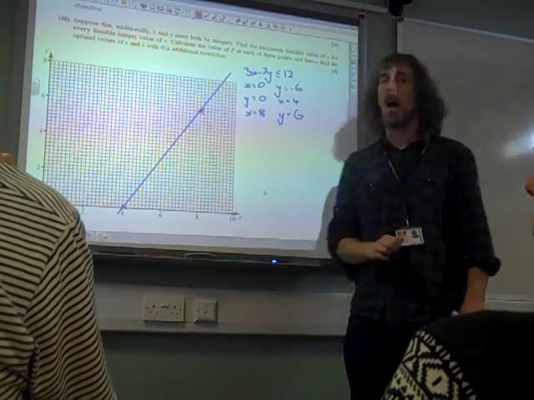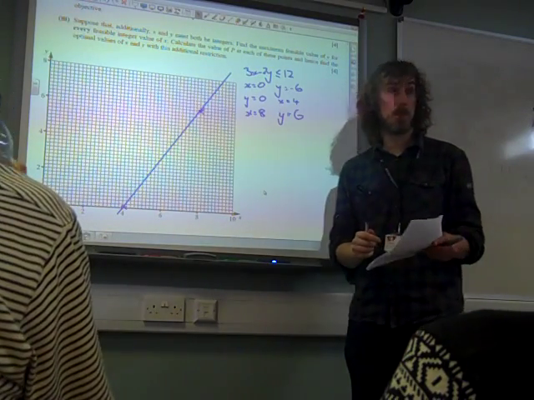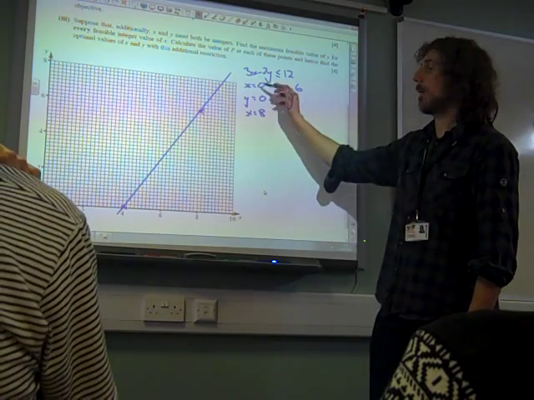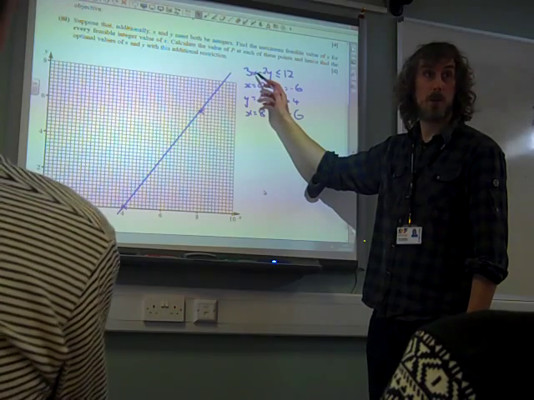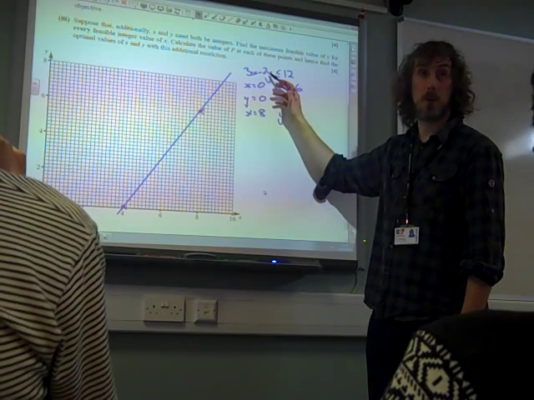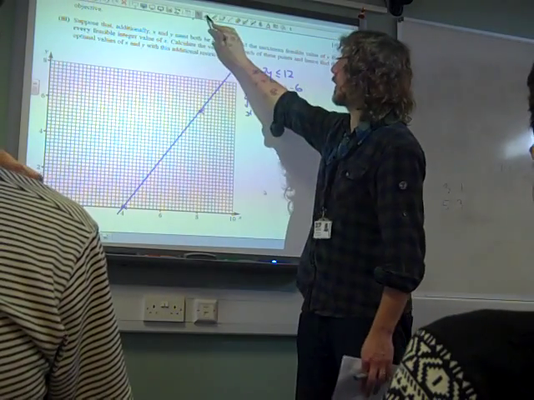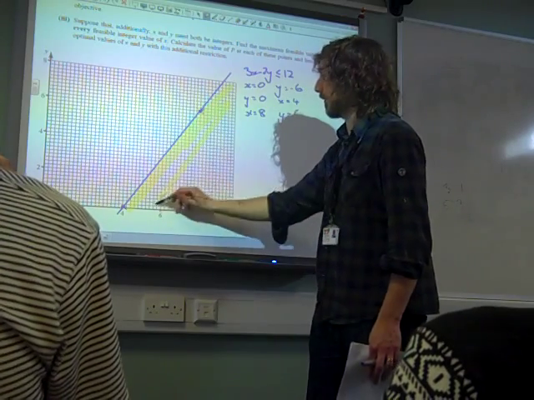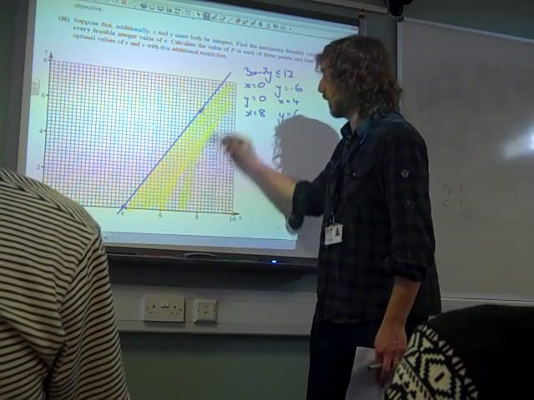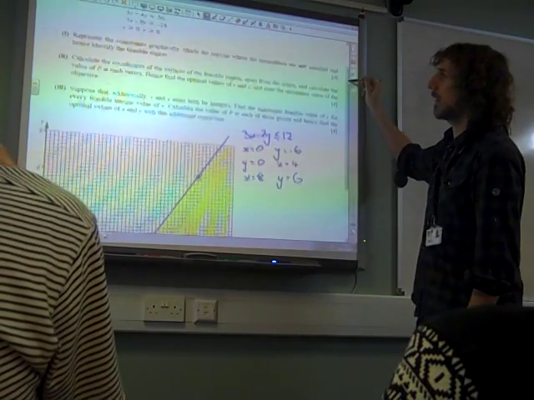We need to shade the region that we want to reject. So if we take the point 2, 2, for example, that would be 6 minus 4, which is less than 12. So that is the accept region. So we're going to shade the reject region over here. It's going to take forever doing it like that. Right, the next one.